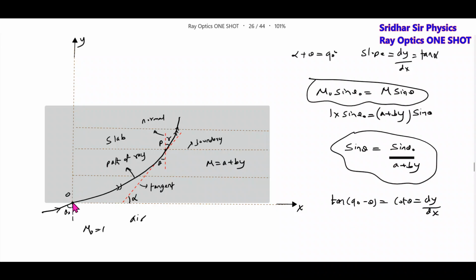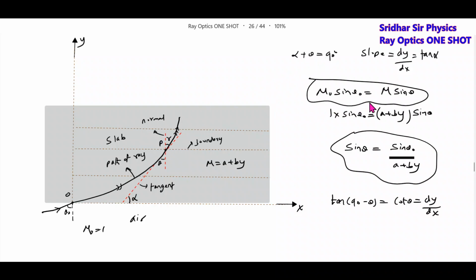Then I'll apply Snell's law from the entry point to the point P. Mu naught sine theta naught equals mu sine theta. What is theta? Angle of incidence at the point P. R is the angle of refraction. Then I'll draw a tangent at point P. It will make an angle alpha. Look at this, alpha and theta are not equal. Alpha plus theta is 90 degrees.